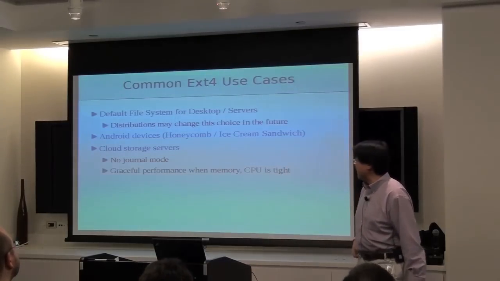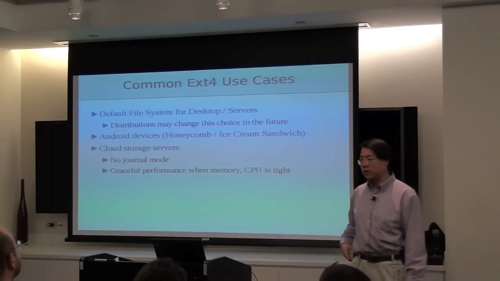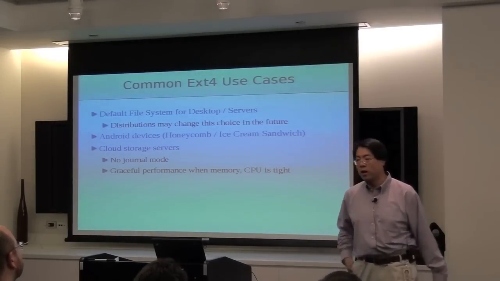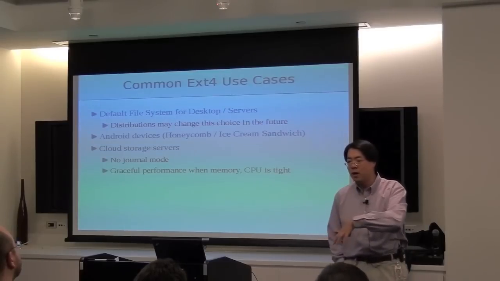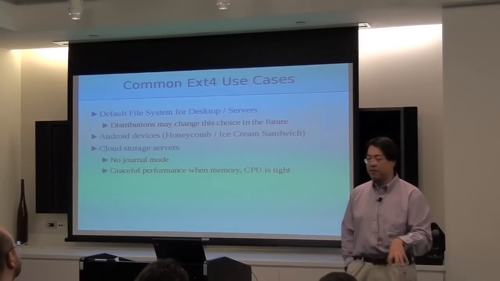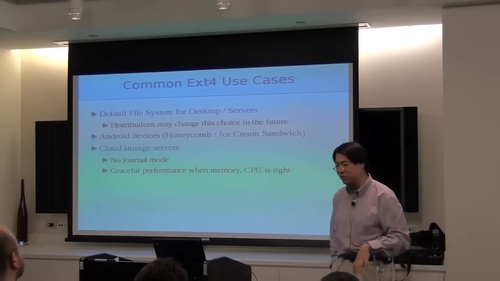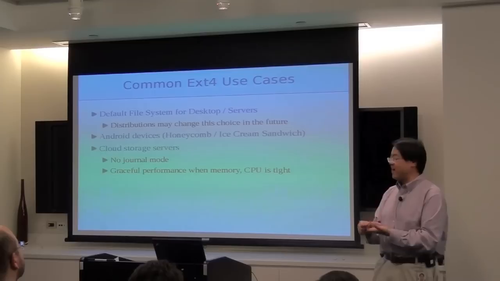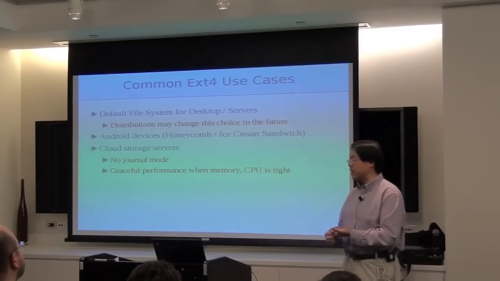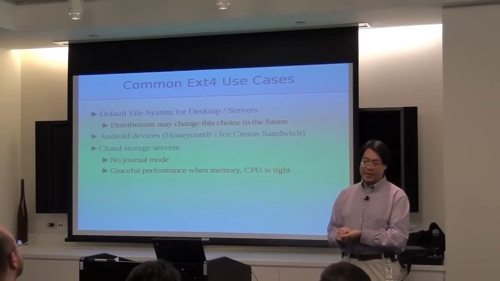And then the last one is cloud storage servers. One of the reasons why Taobao was using ext4 turned out to be very, very similar to why the manager that hired me into Google decided to use ext4, which is no journal mode and the fact that it actually performs gracefully when your memory and CPU is tight.